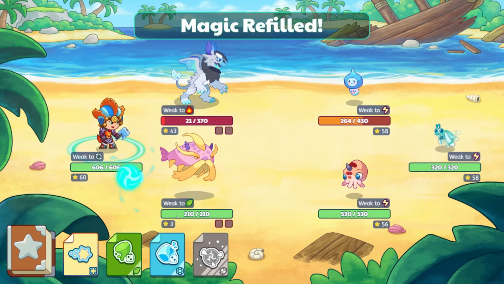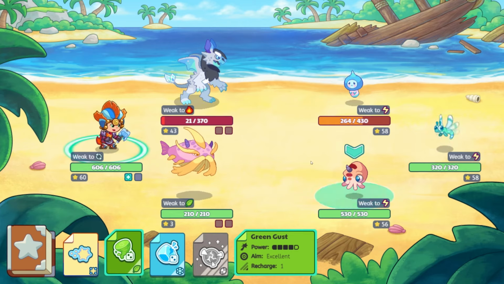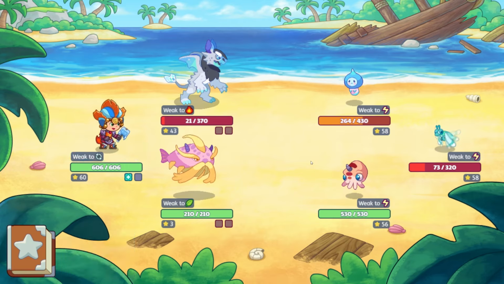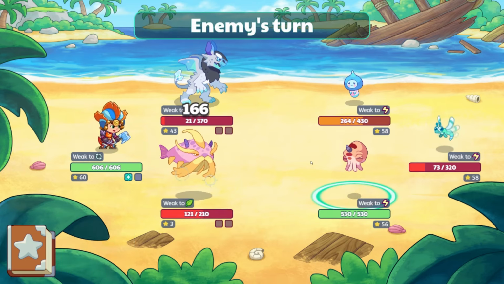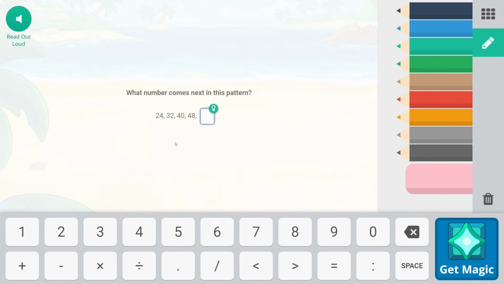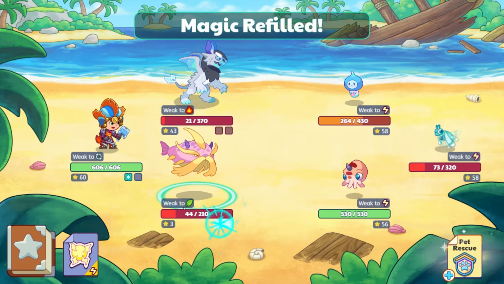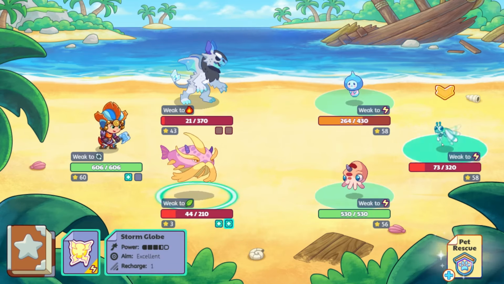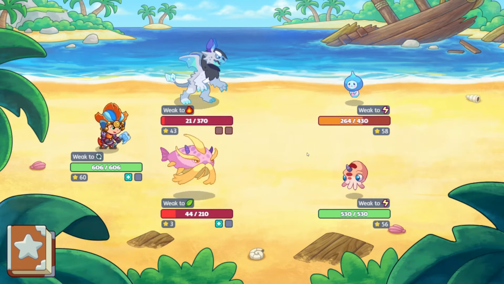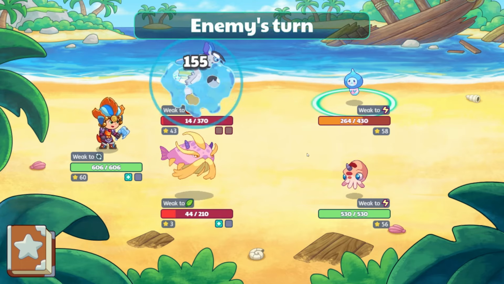Ooh. If it's shrinking, they're contracting, they're getting smaller. Alright, there we go. You're still around, that's good. 24, 32, 40, 48. It's going up by 8s. So 56 is going to be next by 8s. And let's go ahead and make sure we finish you off. 100, we're doing 100 damage now, so that's good. Alright, you're gone.